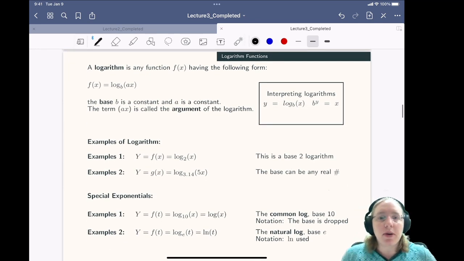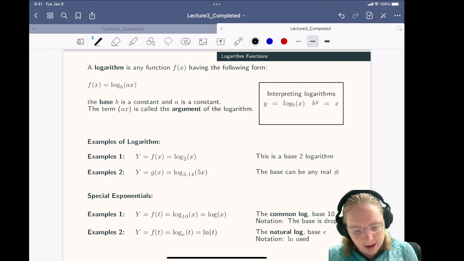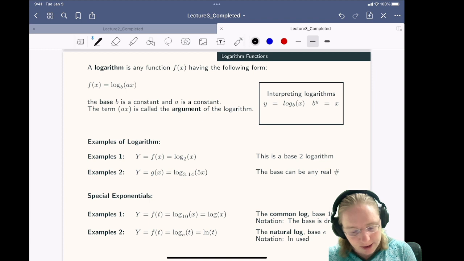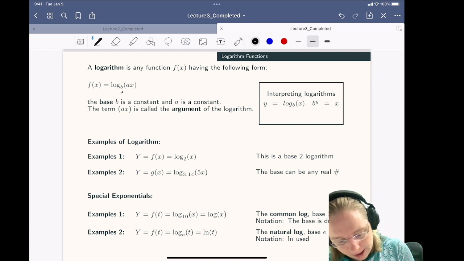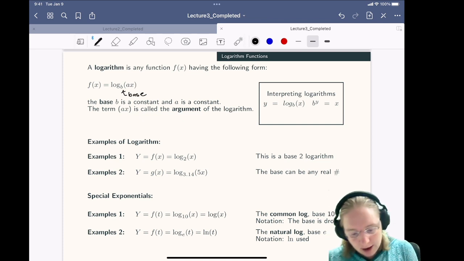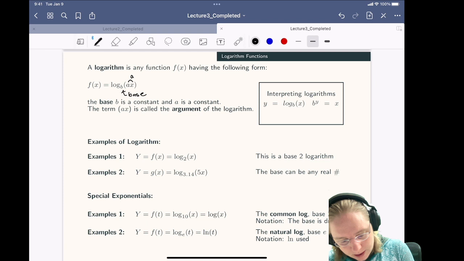The second function that we're going to be talking about is logarithms. The logarithm is any sort of function f of x that has the form log subscript b. The b here is known as the base of the logarithm. And then we have the argument of the logarithm, which includes our independent variable x.